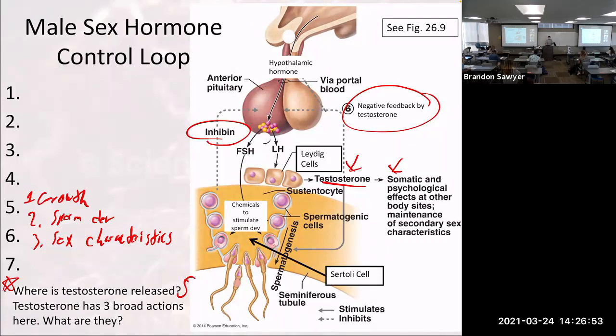Okay, and we just got one more slide, so we'll finish this one up here. Any questions about this before I move on? So there's just growth, sperm development, and sex characteristics.